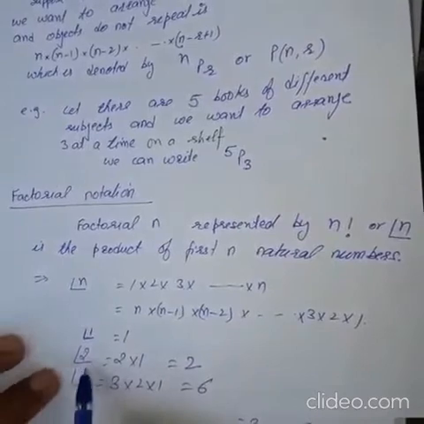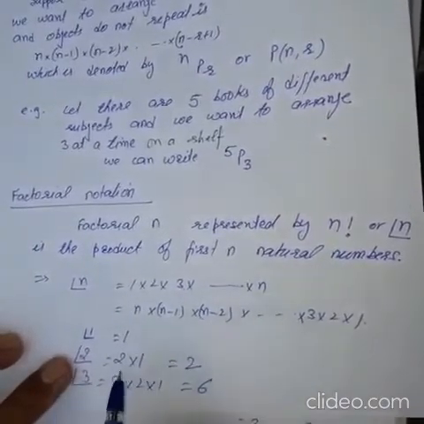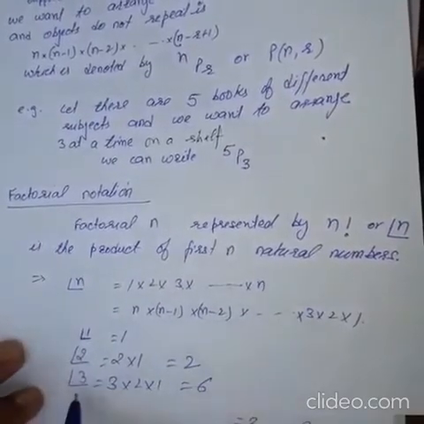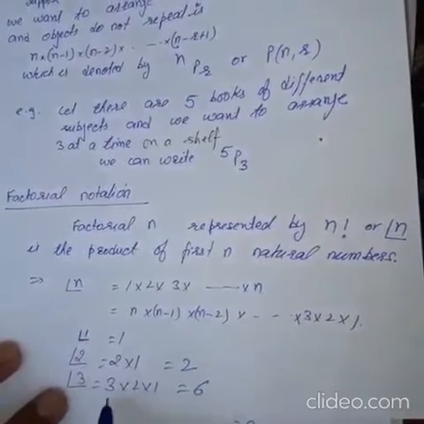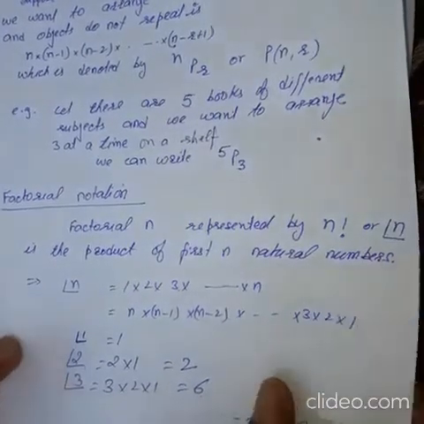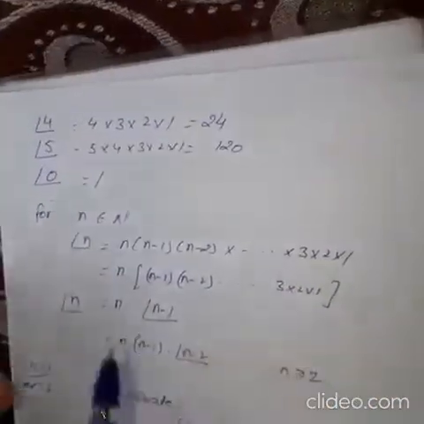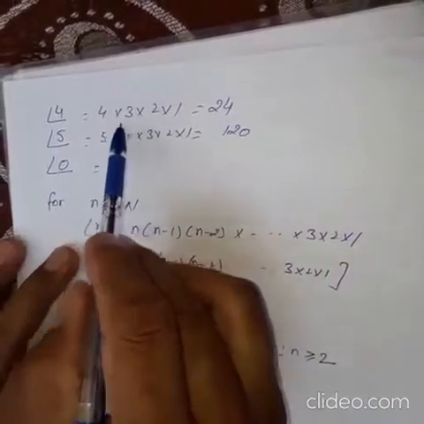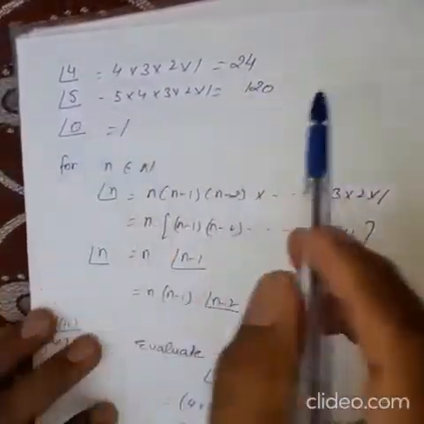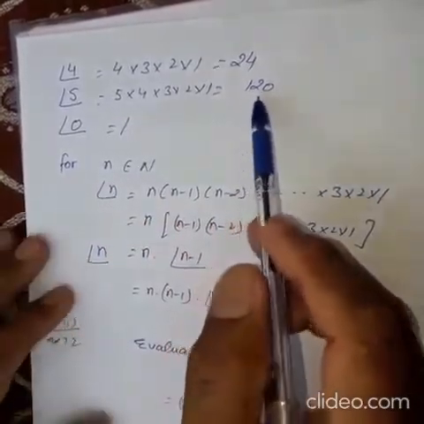2 factorial means product of first 2 natural numbers. In reducing order we can write 2 multiplied by 1, that is 2 after calculation. Similarly 3 factorial can be written as 3 multiplied by 2 multiplied by 1. After calculation it is 6. Then 4 factorial is 4 into 3 into 2 into 1, after calculation it is 24. Similarly 5 factorial is 5 into 4 into 3 into 2 into 1, after calculation it is 120.